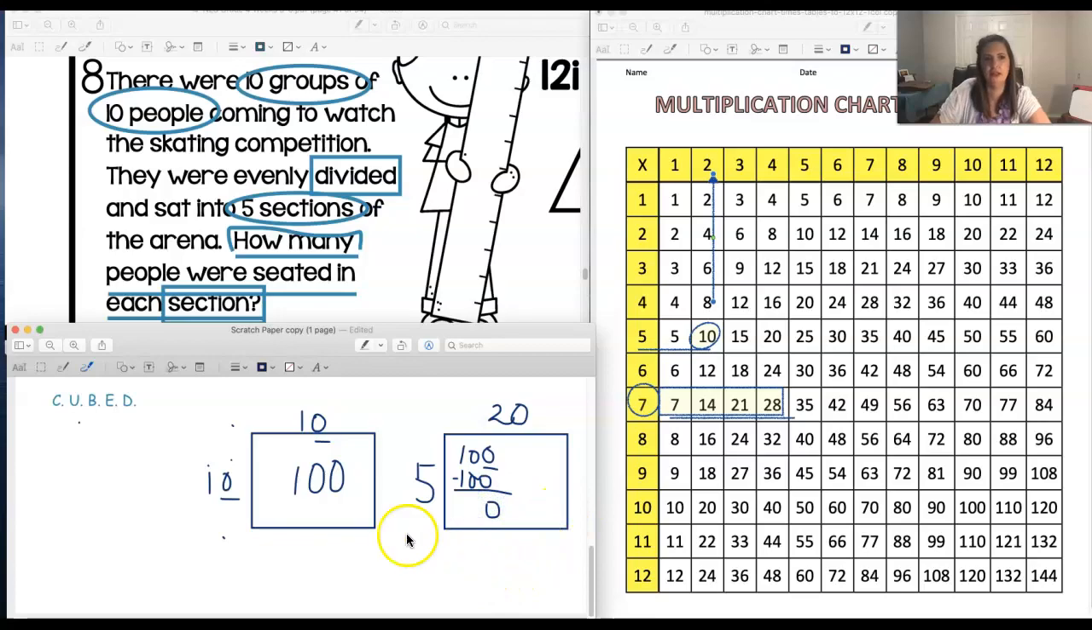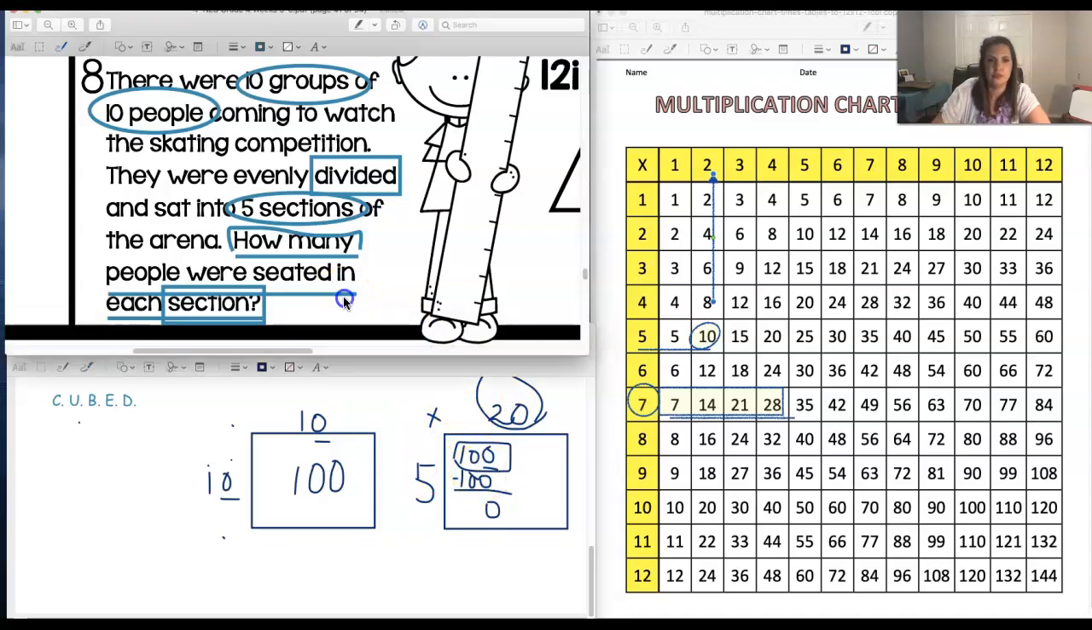I have nothing remaining. So they were evenly divided and sat into 5 sections of the arena. How many people were seated in each section? Each section had 20 people in it. And if you want to check your work to find out if you're right, you simply take 20 people times 5 sections, and it should equal the total we started with in the middle. 20 times 5 equals 100. Remember, it's not enough to simply write the number. It has to be written as a sentence. There we go.